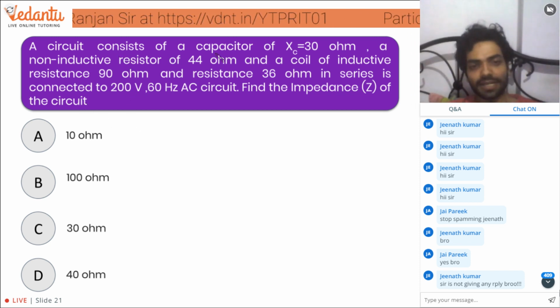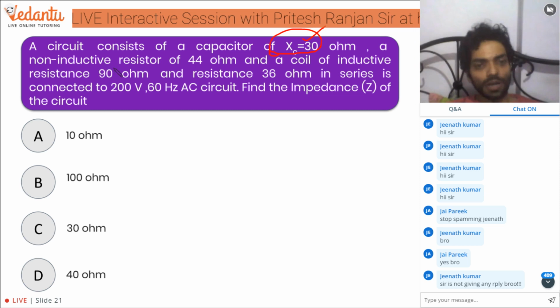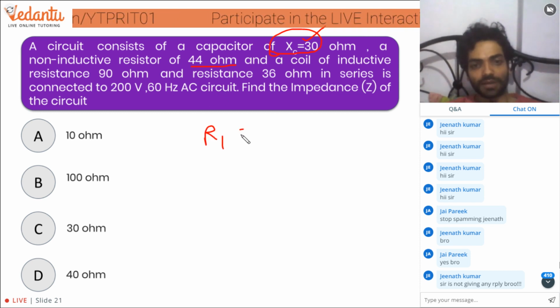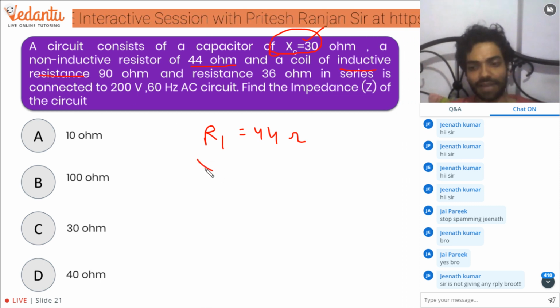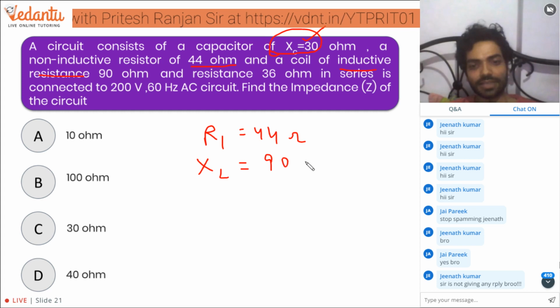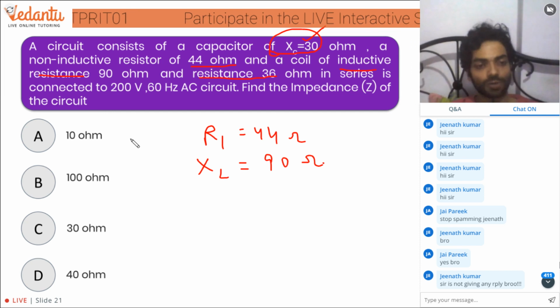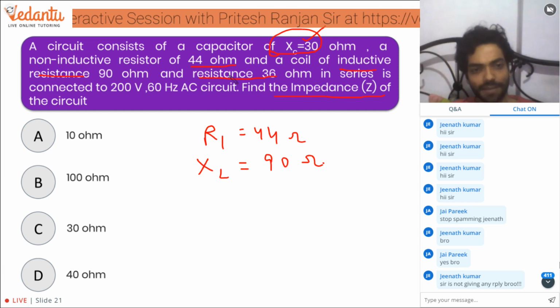An AC circuit consists of a capacitor of XC 30 ohm. That means they have given us the value of capacitive reactance. A non-inductive resistor of 44 ohm, so this is a non-inductive resistor, R1, 44 ohm. And a coil of inductive reactance, that means they have given us the value of XL, which is 90 ohm, and a resistance in series is connected to a 200 volt and 60 hertz AC circuit. Find the impedance. For finding impedance, guys, we don't require these things. We just require the formula.